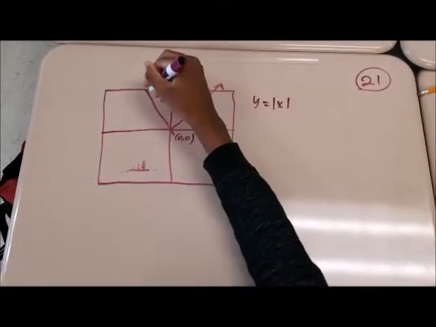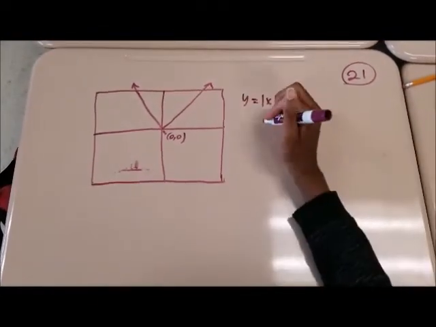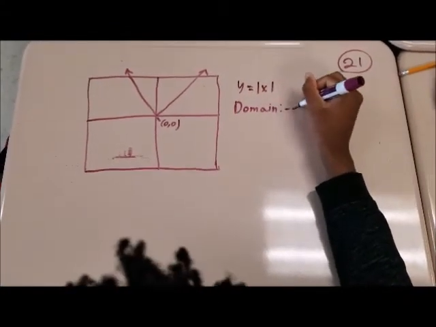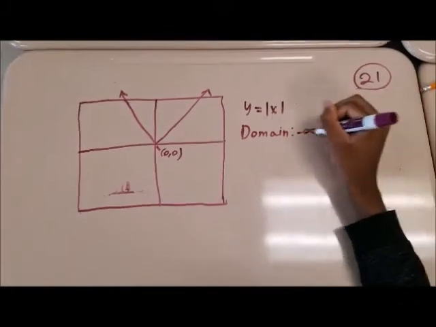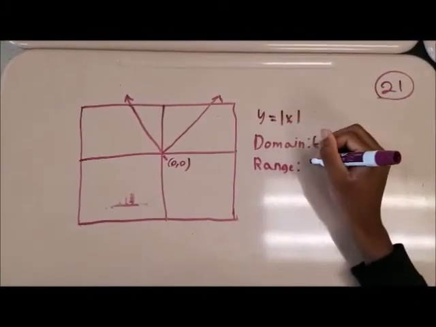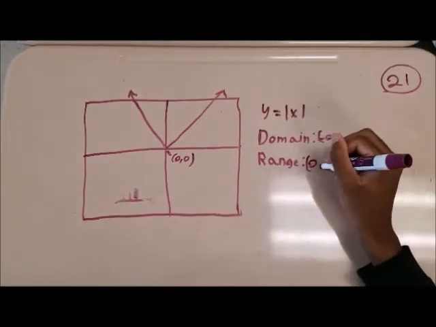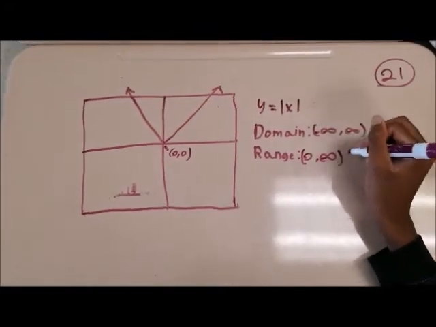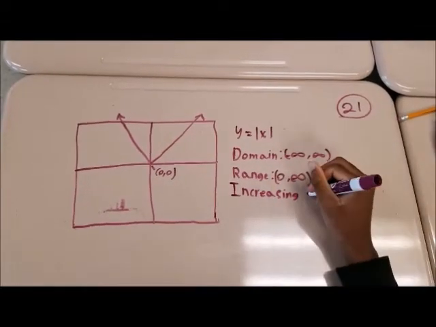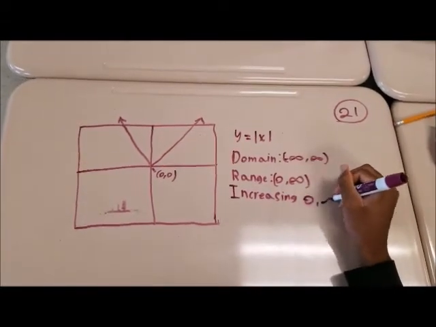The domain for this function is negative infinity to infinity, while the range for this function is 0 to infinity. The increasing value is from 0 to infinity, as from the x value of 0, it starts going up until infinity. The decreasing value is from negative infinity until 0. As it hits 0, aka the center point, it starts decreasing.